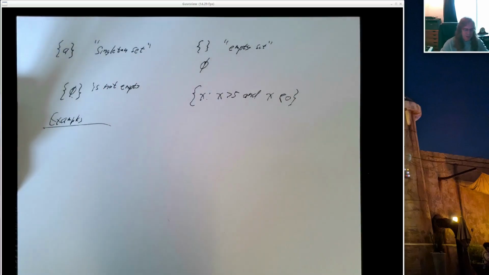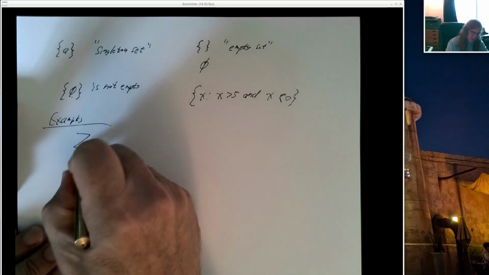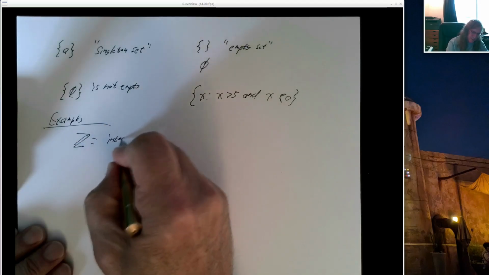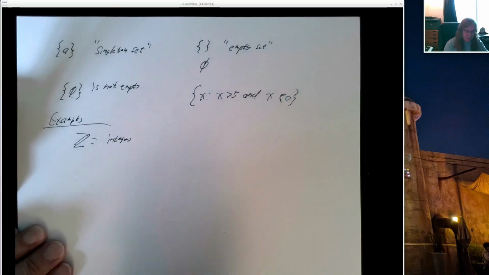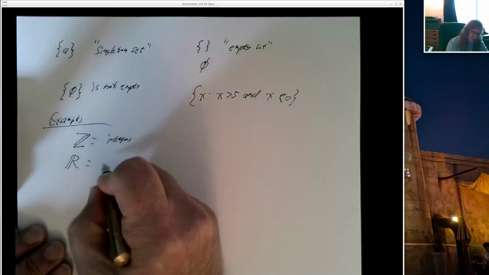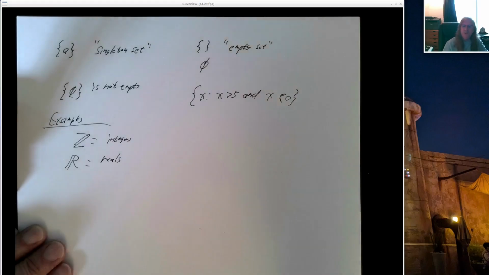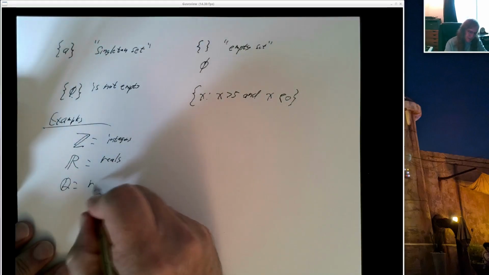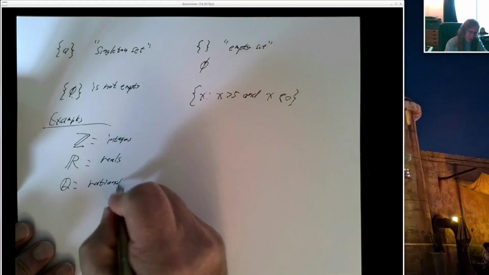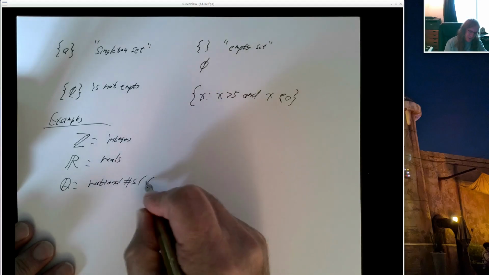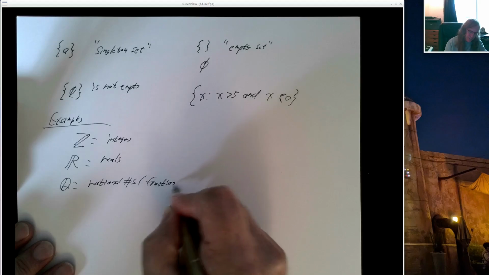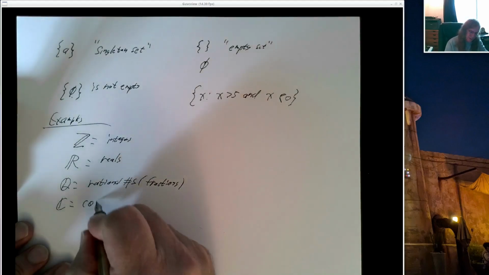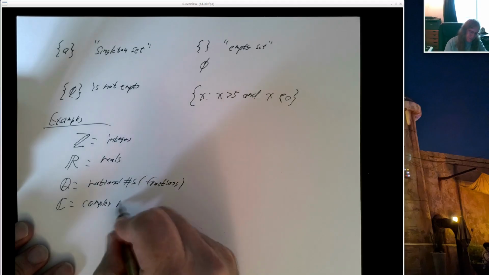of sets that we're going to encounter a lot. There's Z, which is the set of integers, whole numbers. There's R, which is the set of reals, which we don't deal with very much in here. There's Q, which is the set of rational numbers, which are just fractions. There's C, which is the set of complex numbers.